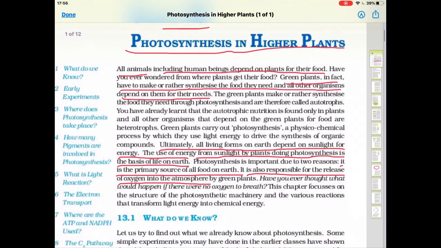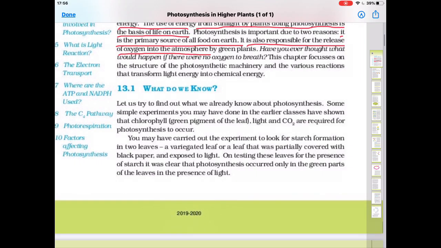Next is, what do we know? Chlorophyll, that is a green pigment of the leaf, light and carbon dioxide are required for the photosynthesis to occur. These are the things which are required for the process of photosynthesis. Now, a few experiments: that starch formation occurs in the leaves.